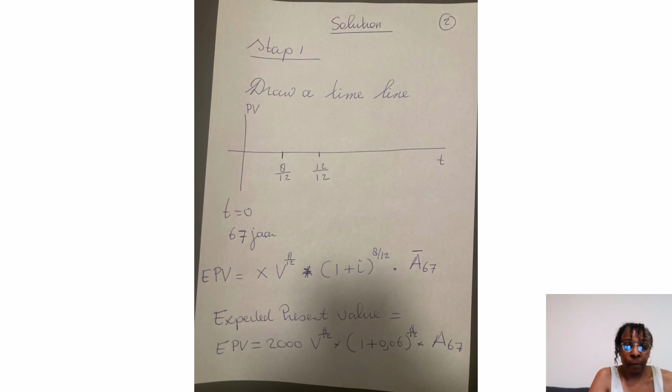So I will repeat, the expected present value that we find is 2000 times phi to the power 8 over 12. Phi is a discounting factor, times 1 plus 6% to the power of 8 over 12, times the endowment assurance at the age of 67.